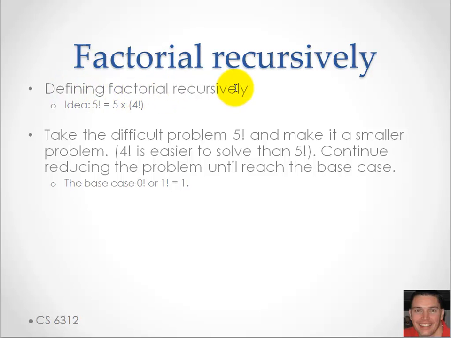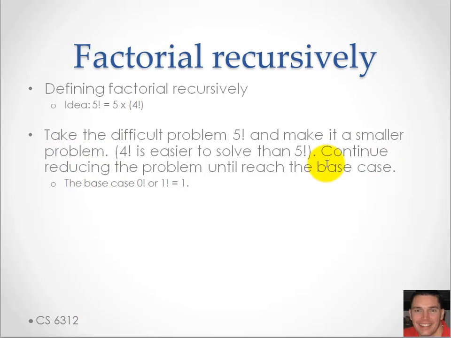So defining factorial recursively is the idea of 5 factorial. Well, what does that equal? That equals 5 times 4 factorial. Notice here that we're taking our problem and we're defining it in terms of itself. So 5 factorial equals 5 times 4 factorial. Then we can say, well, what does 4 factorial equal? 4 factorial equals 4 times 3 factorial. So we're taking a problem that's slightly more difficult and saying, I can't solve this one, but let's solve something that may be a little bit easier. Or, another way to say it is a smaller problem.